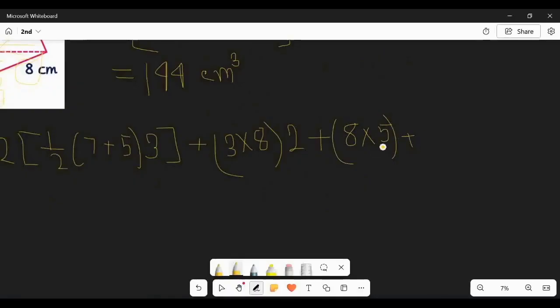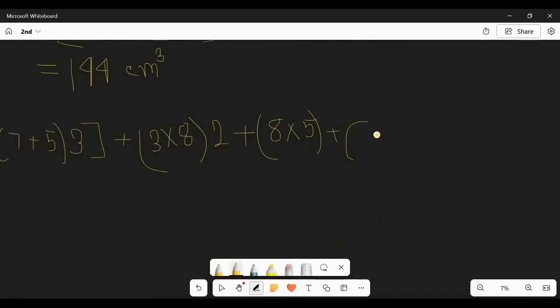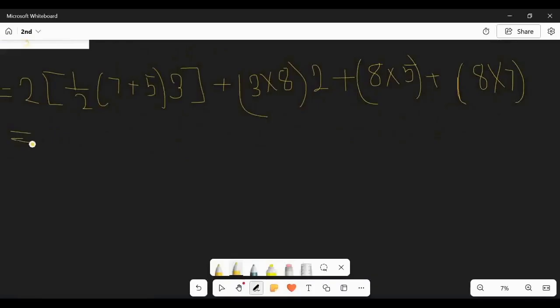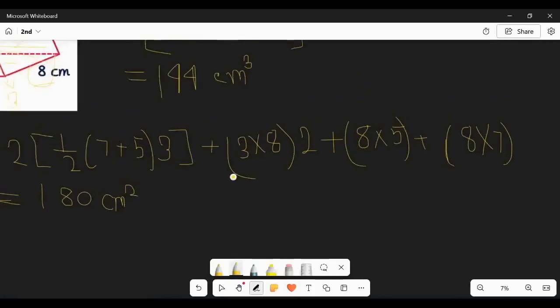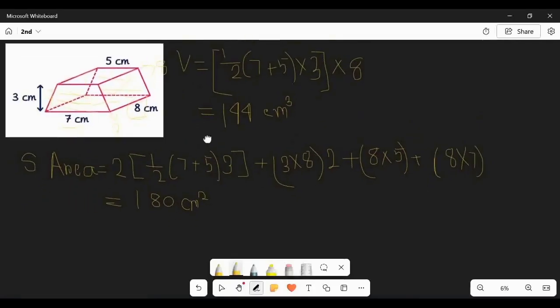Now the bottom rectangle would be 8 into 7. Let's just calculate it. The answer would be 180 cm square. As a surface area, the unit would be cm square, centimeter square. So this is the answer of the slightly more difficult figure than the one before, but I think it's easy.